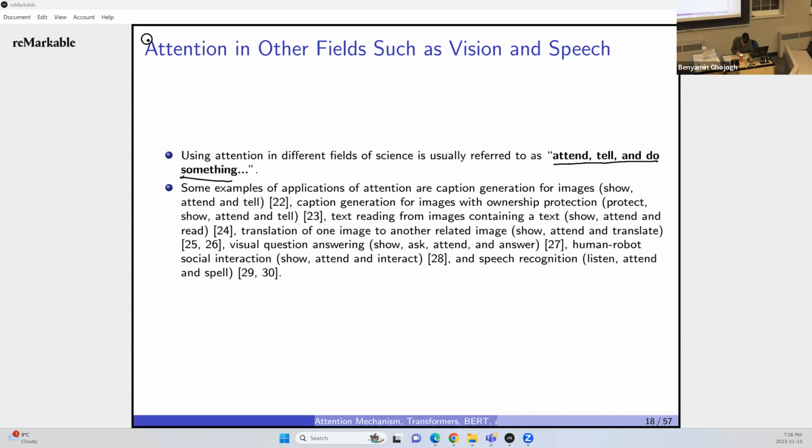Some examples are attention for caption generation for images. Its title is Show, Attend, and Tell. You can see these references to see these titles. Caption generation for images with ownership protection, patent, and these things, or watermark: Protect, Show, Attend, and Tell. Text reading from images containing text: Show, Attend, and Read. Translation of one image to another related image, such as cartoon image to real image, something like it: Show, Attend, and Translate.